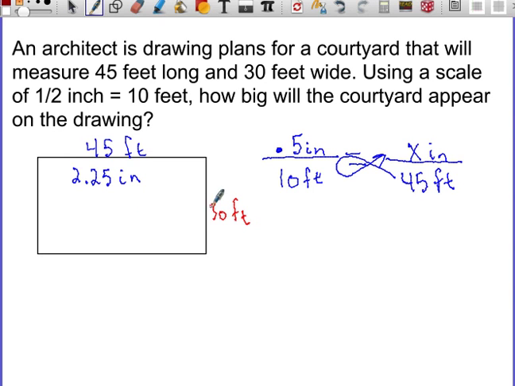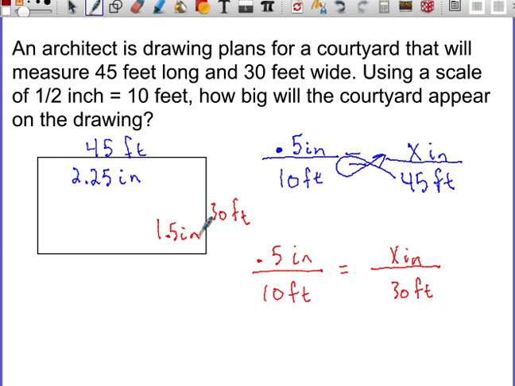All right, now I need to find the measurement on paper for 30 feet. So again, start with the scale, 0.5 inches over 10 feet. This time we'll put 30 on bottom. So X inches over 30 feet. 1.5. It will be 1.5 inches on paper. Okay, so you're going to have to do a couple of these on your homework today where you have to set up two different proportions to find either the actual measurements or the paper measurements of a drawing like this.